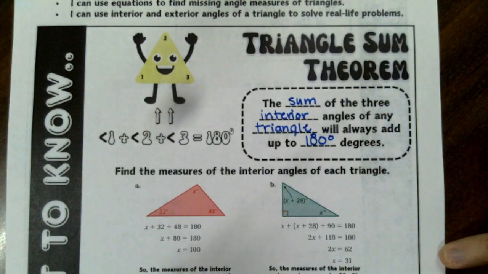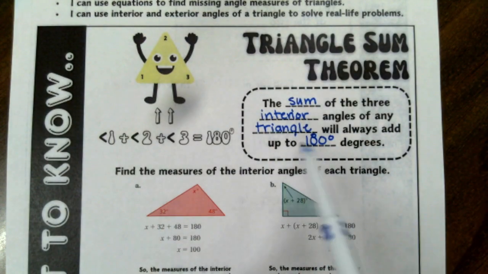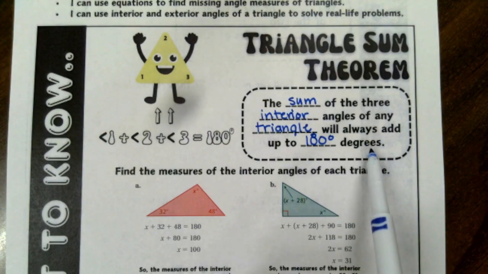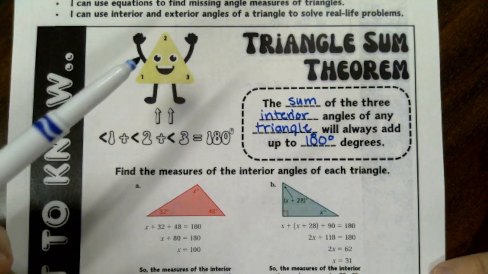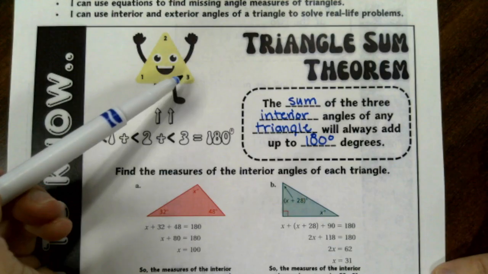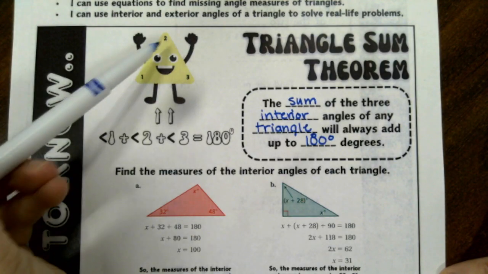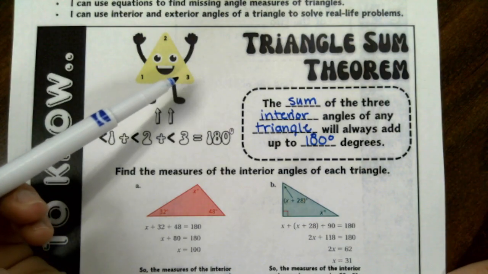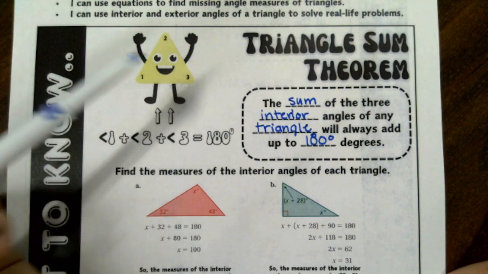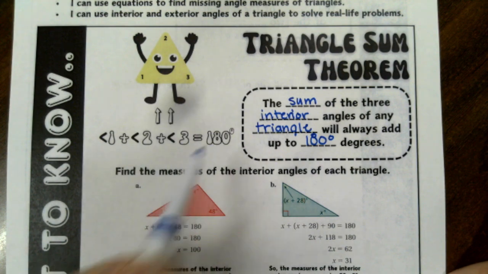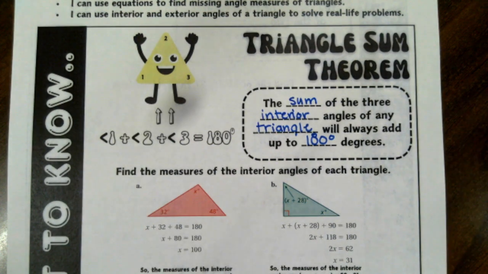So the sum of the three interior angles of any triangle will always add up to 180 degrees. So here's my cute triangle, 1, 2, 3. So all of the angle measures of this triangle, 1, 2, and 3 together, will equal 180 degrees. So angle 1 plus angle 2 plus angle 3 equals 180 degrees. That's what the triangle sum theorem tells us.